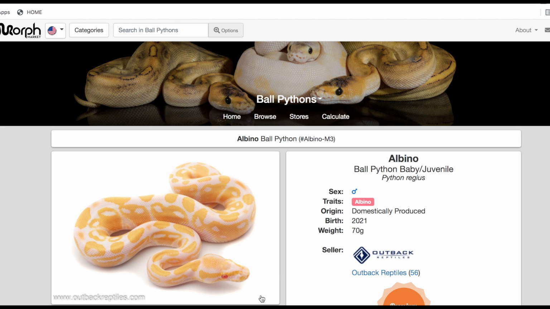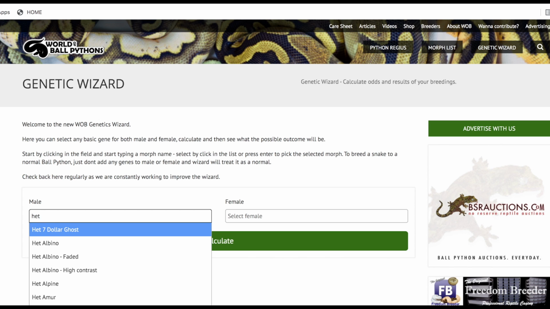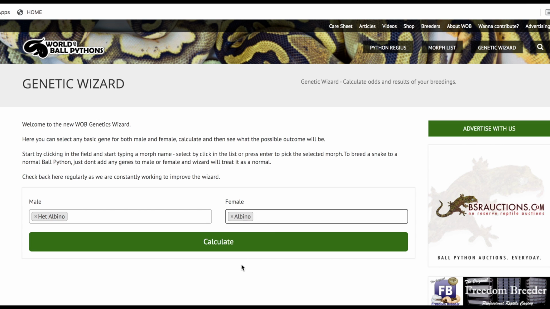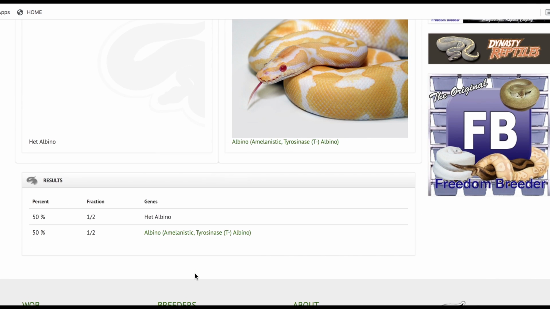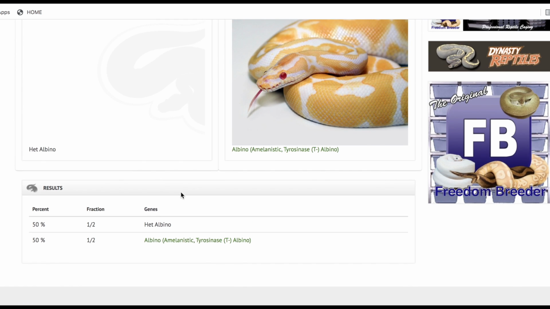So then what happens if you take a het albino and breed it with an albino? Well, I'll show you. So let's say the male is het albino, female is albino. Now, this one, the female, can pass down one albino gene. This one has the possibility, 50% chance of producing one albino gene. And then you have, or I guess not gene, but allele. Half will come out het albino, half will come out albino, which is pretty good odds, right?